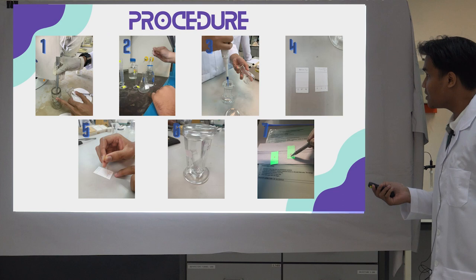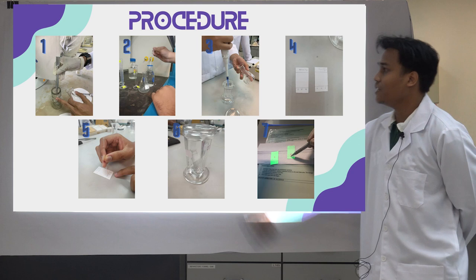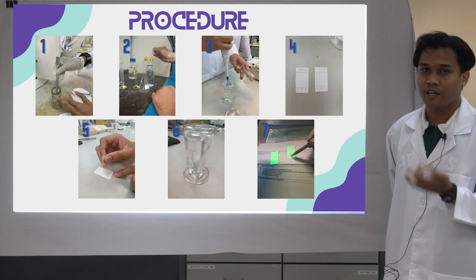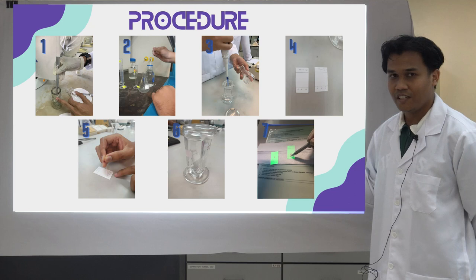Assalamualaikum warahmatullahi wabarakatuh. My name is Muhammad Hishamuddin, and I will present about the procedure for this experiment, which is TLC. So first, we prepare three samples, which are acidic, basic, and also neutral. We will dissolve these three samples in DCM, which is dichloromethane. After that, we prepare two developing solvents, which are DCM-hexane and also hexane-ethanol.